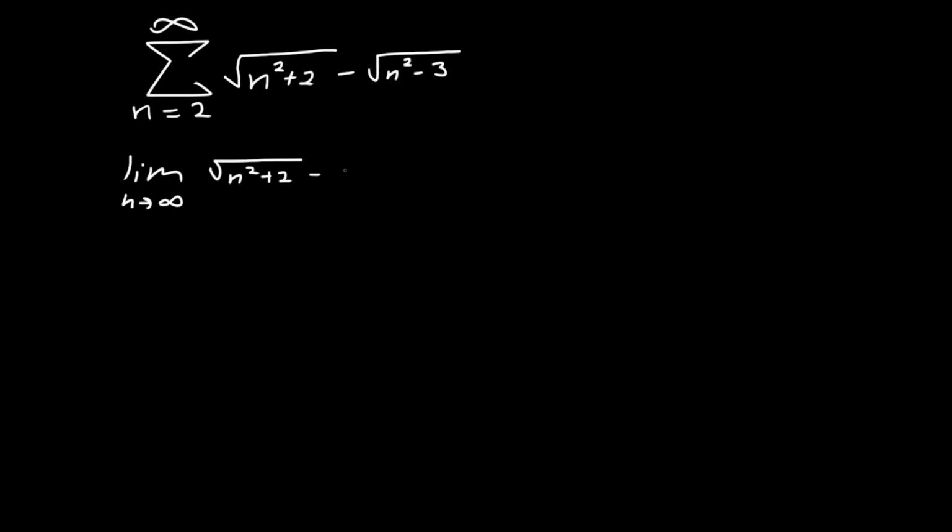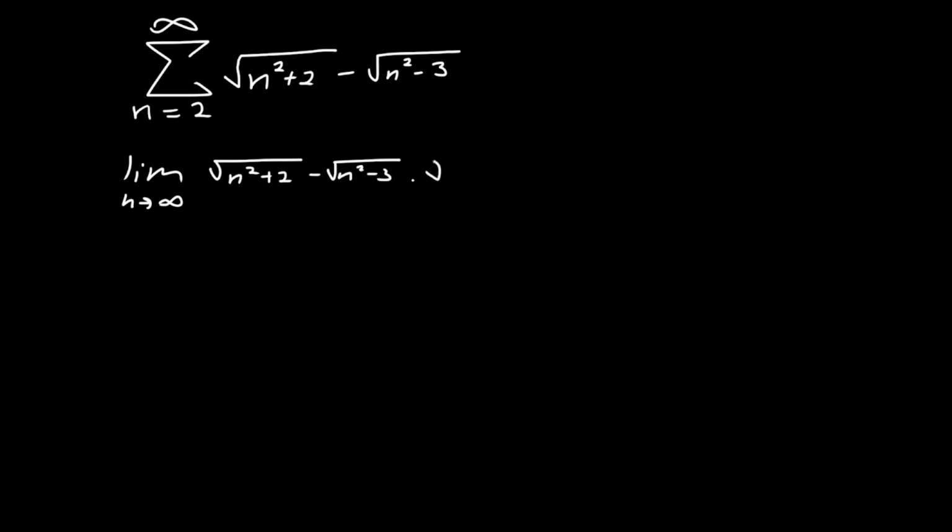minus n squared minus 3, and this is the square root again. Now, to find the limit of something like this, of 2 square roots, you need to multiply by the conjugate. The conjugate is the exact same expression, except that the sign is flipped.